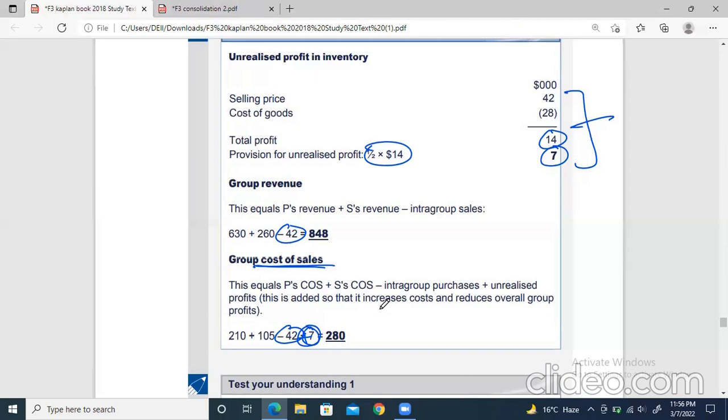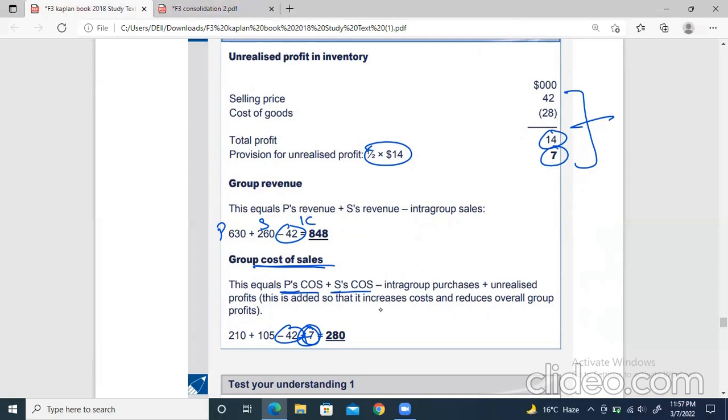Okay, so those are the sales, 630 and 260. Yes, this is the parent sale. This is sales. And this is the cost of sales, 210, 105.